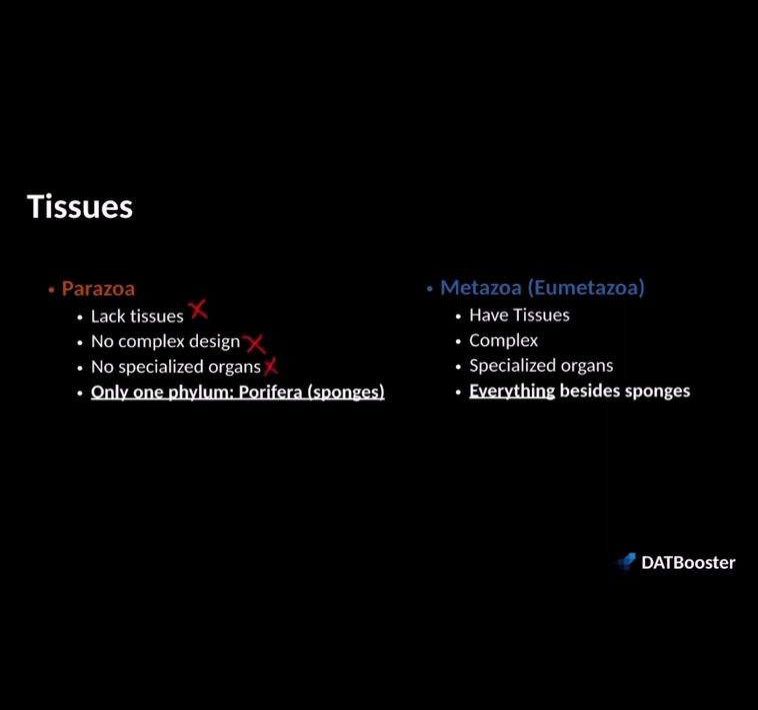So the only type of animal found within the kingdom Animalia that you need to know that's parazoa is going to be sponges, which are in the phylum Porifera. Now, everything else is going to be metazoa or eumetazoa, meaning you have true tissues. So you can have complexity to your design, you can have specialized organs, and again, this is going to be everything besides sponges. So with that being said, you've already learned two unique things about Porifera, which is the phylum of sponges. Number one, they don't have any tissues, and two, they're asymmetrical.